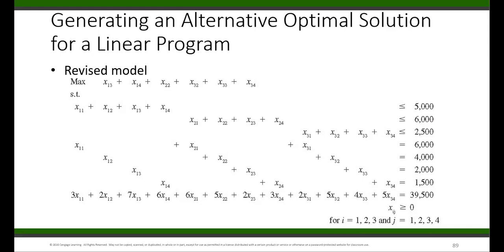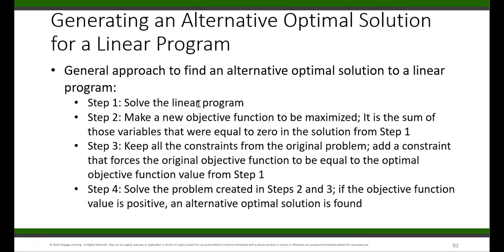So let me just, before I go to the Excel and do it, this is the process for generating an alternative optimal solution for a linear program, LP. So solve the linear program, solve the original one with the objective function and constraints that you have. And now the alternative search starts from here.